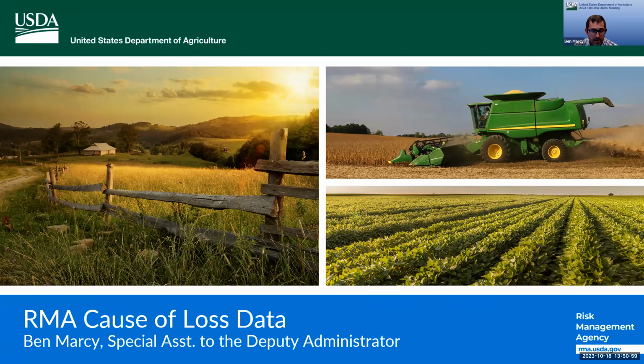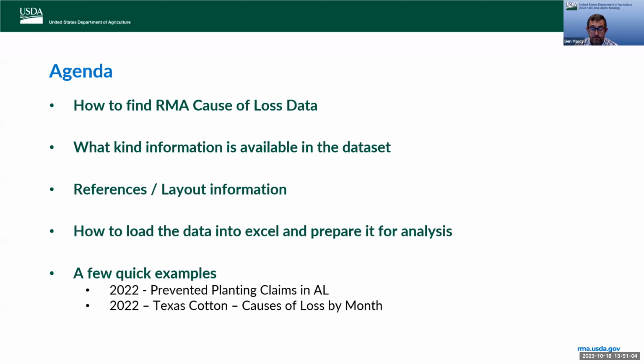Today we're going to cover the RMA cause of loss data. Some of the things that we're going to take a look at in particular are, first, how do I find the cause of loss data? What kind of information is actually available in the data set? It builds on some of what Michael mentioned earlier. Also, some of the key references and layout information that you might need. And then how to load this data into something as simple as Excel and prepare it for analysis. Then we're going to do a few quick examples. We're going to cover preventive planting claims in Alabama, as well as cause of loss for Texas cotton, and that'll show those losses by month.